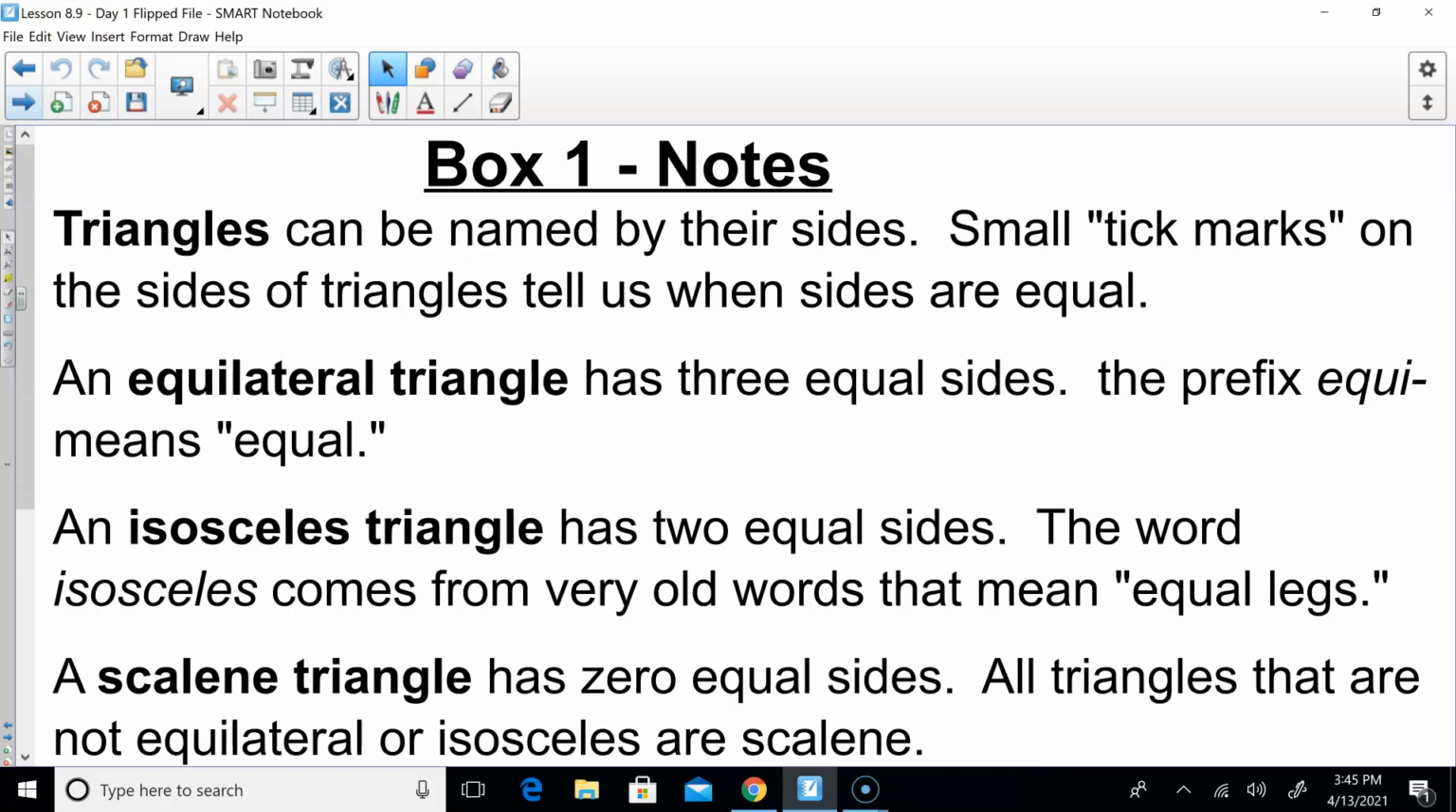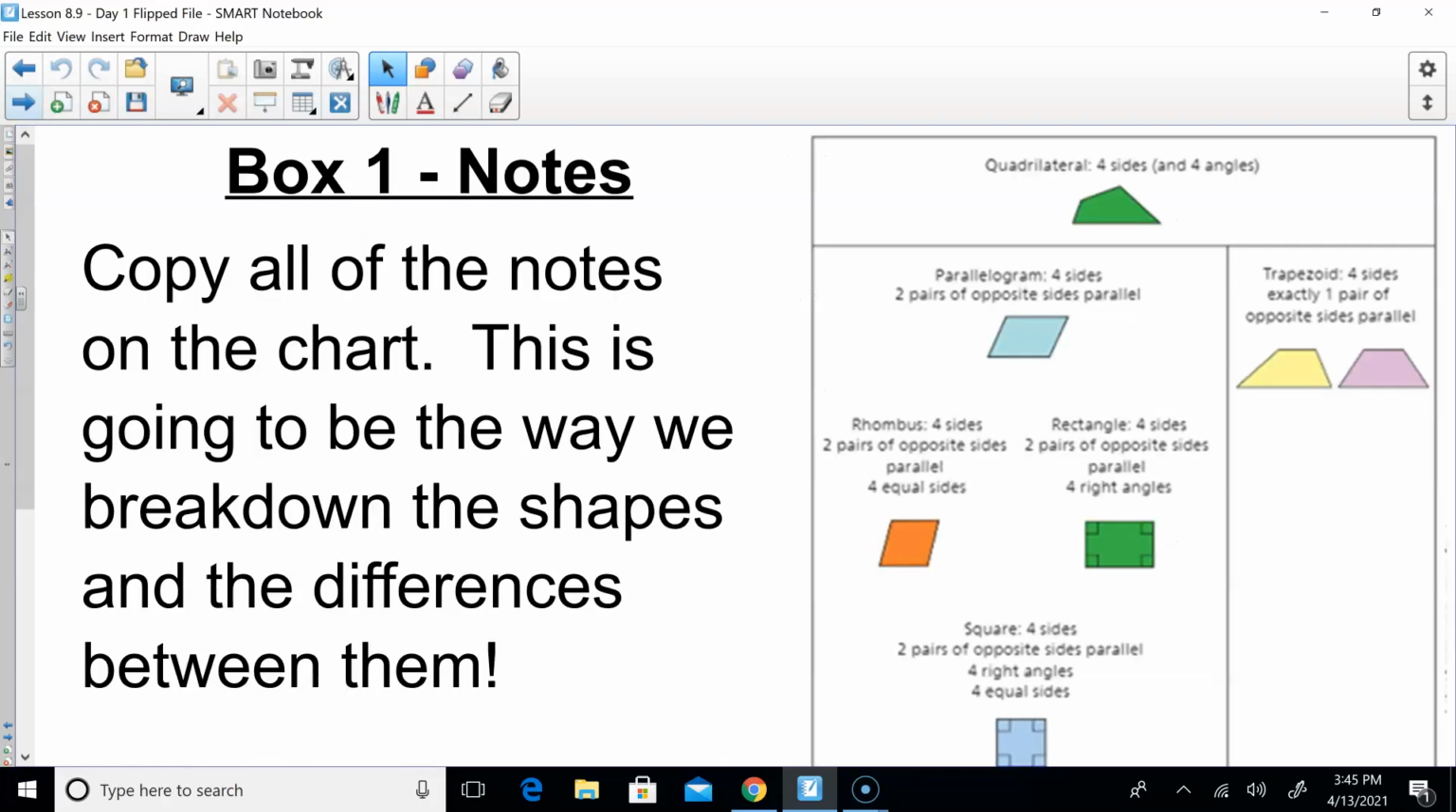And they also can be analyzed by their sides. Remember, an equilateral triangle has 3 equal sides. An isosceles triangle has 2 equal sides. And a scalene triangle has 0 equal sides. As a good review, because we're taking quadrilaterals and cutting them in half and figuring that out.